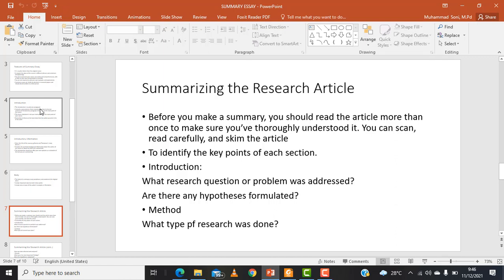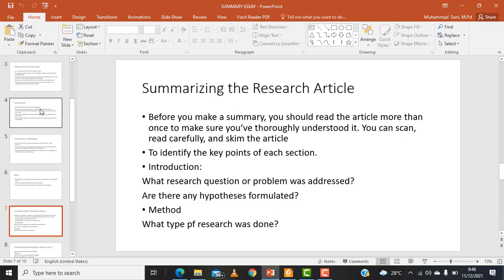We conduct the research because we find a problem in the field and we formulate several questions so that we can find out the answer to the problem that we state in our introduction. And if it is quantitative research, you have to find out what the hypotheses formulated are. That's the part of the introduction.